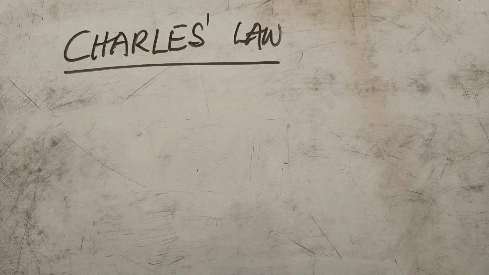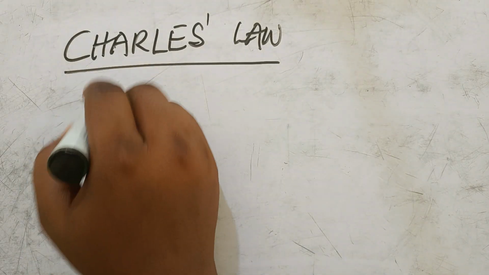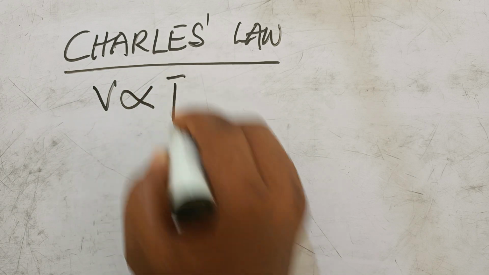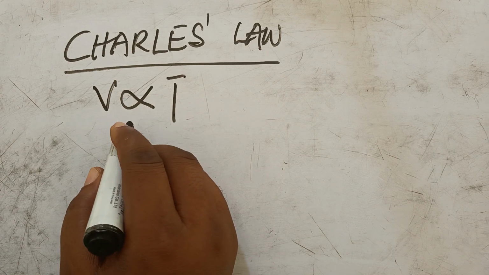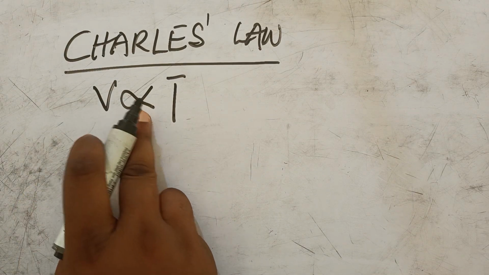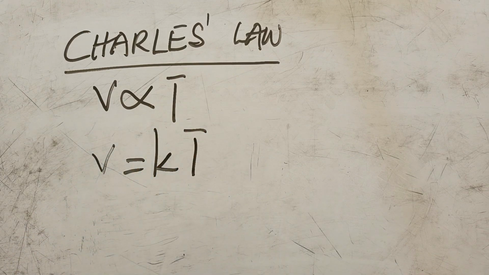So in this case, we are dealing with two things: absolute temperature and volume. With Charles's law, we have volume being directly proportional to absolute temperature. In accordance with our principles in dimensional analysis, to get rid of the proportionality sign, all we do is introduce an equal sign and a constant k.